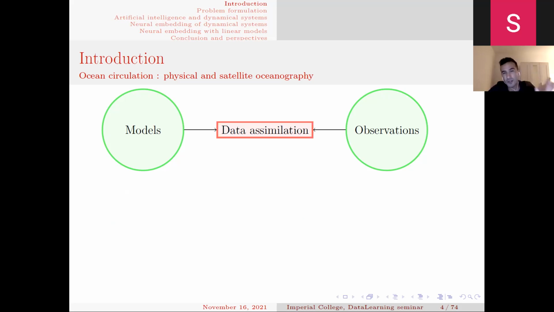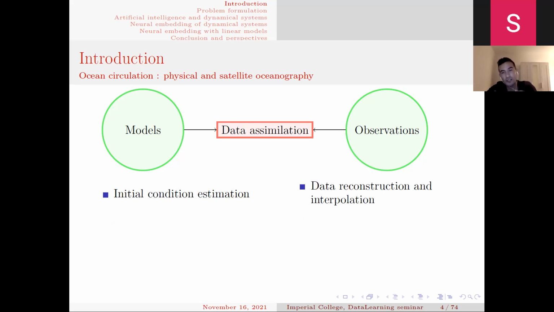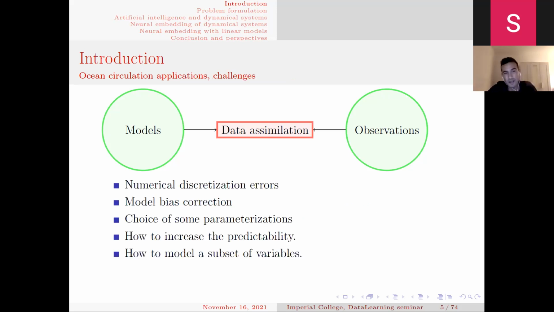Combining these two ingredients in data assimilation frameworks provides solutions regarding, from a modeling point of view, the initialization of the model, and from an observation point of view, the reconstruction and interpolation of gap-free maps. Unfortunately, several issues still persist in both worlds, and especially in the link between the two. From a modeling perspective, a central and very fundamental question is how to make the models closer to the true state of the ocean.